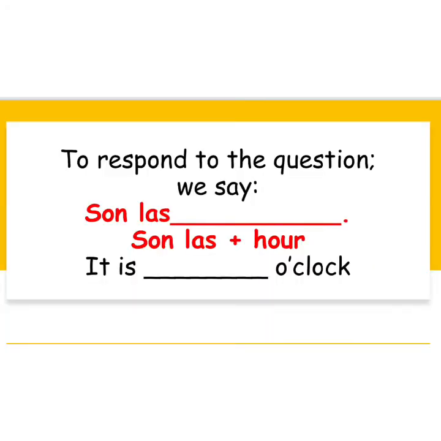Now, para responder, to respond to the question, all you have to say is son las, and then you put the time or the hour that you are referring to. So all you need is son las, and then you put the hour. And this simply means it is dash o'clock. So whether it is 3 o'clock, 4 o'clock, 5 o'clock, etc. So son las, and then you put the time on the line.